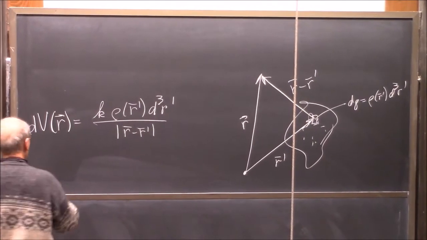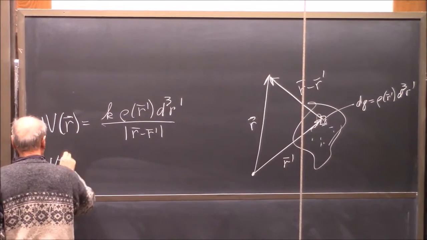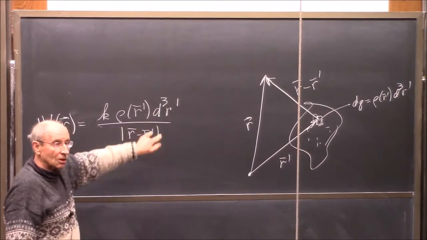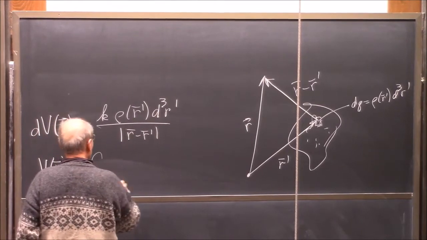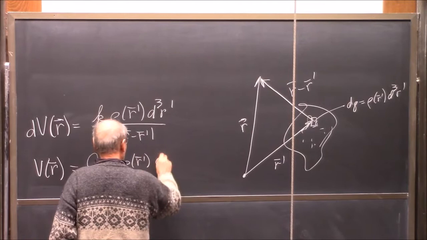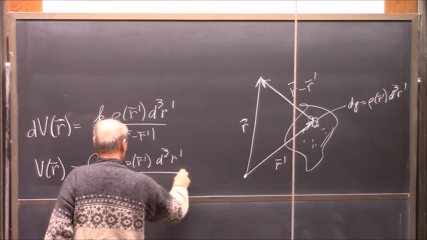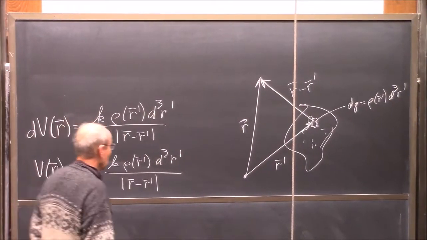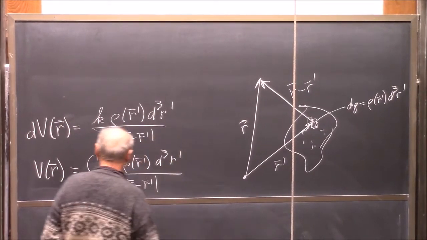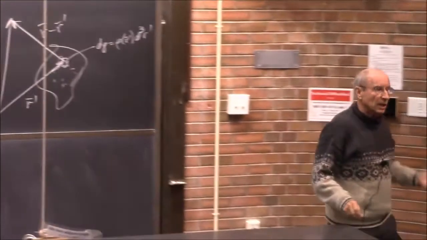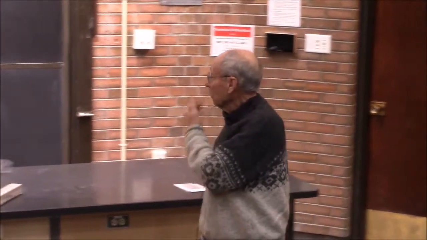And therefore, if I want the total voltage at r, I have to add them up for all the little chunks, and that means I have to do the integral: K rho of r prime d cubed r prime over the magnitude of r minus r prime. And so I've now been able to write down the voltage if I know the charge distribution.